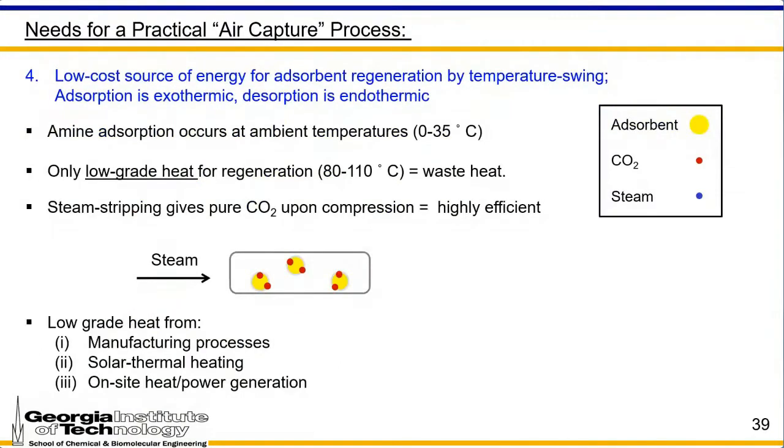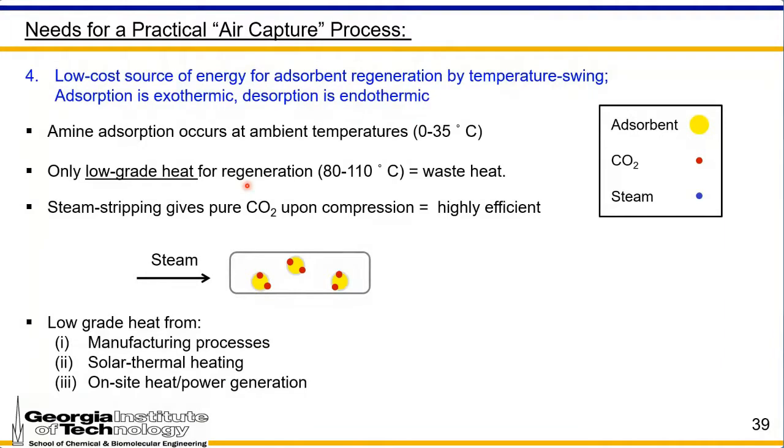So to regenerate, we need to put energy into the system. Adsorption being exothermic is spontaneous. The good thing about regenerating these amine materials is we only have to heat to, say, 70, 80, 90 degrees C. So that means we can use low-grade heat that is readily available from a wide variety of processes.